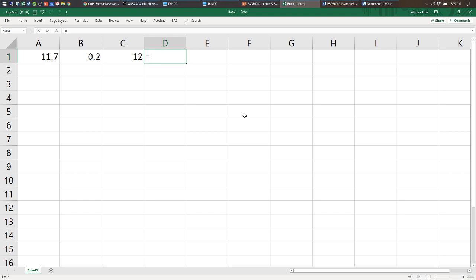According to this, the standard error of the mean would be my standard deviation divided by the square root of the sample size, which comes out to 0.05.